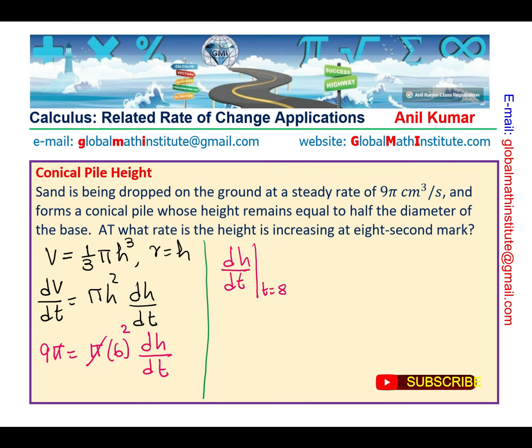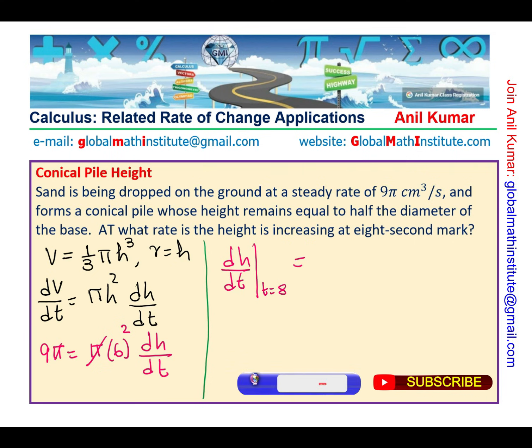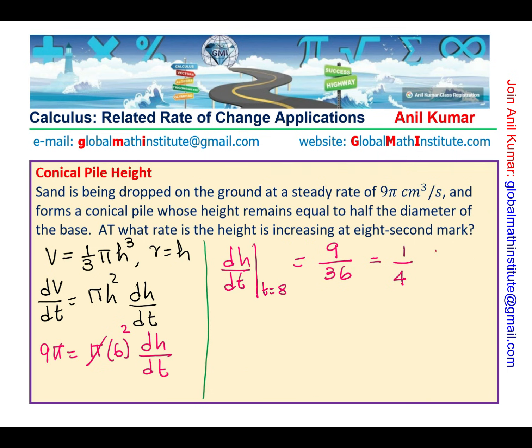π and π you can cancel. And what you get is 9 over 6 squared, which is 36. And 9 goes 4 times, so 1 over 4. So that is the change in height, unit being centimeters per second. Do you see that? So the change in height at the instance when time is 8 is 1/4 of a centimeter per second. Perfect. So I hope you have understood the whole strategy.